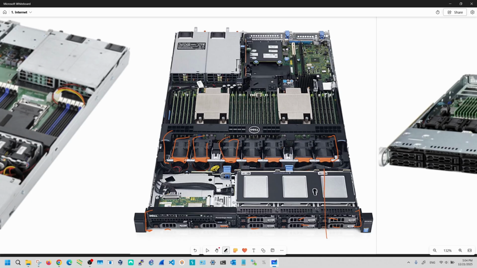These things pull the cold air from the cold aisle, push it over the components to take away the thermal energy and push it out in the hot aisle. Here are the RAM modules and some more RAM modules. And normally in rack servers you will find two CPUs that are installed under a heatsink. Between this heatsink and the CPU you will find thermal paste.